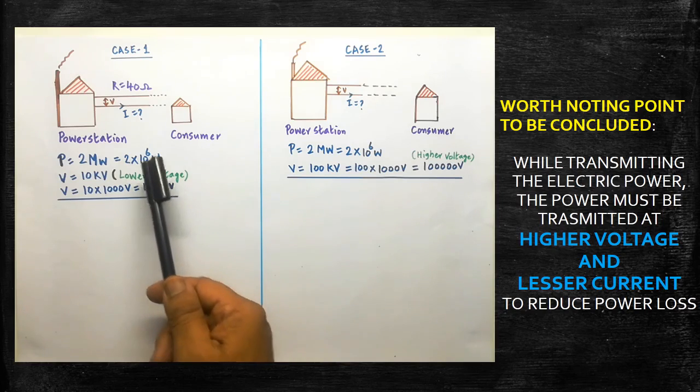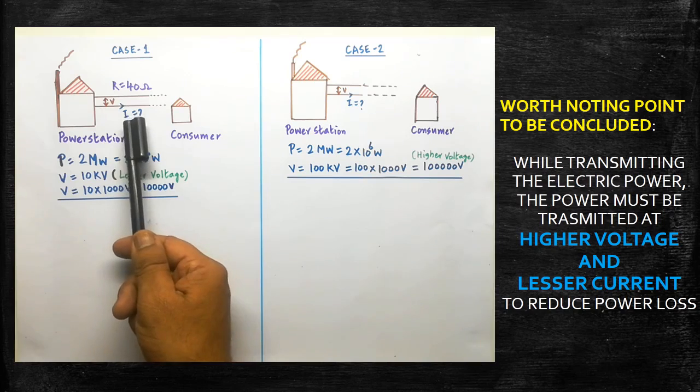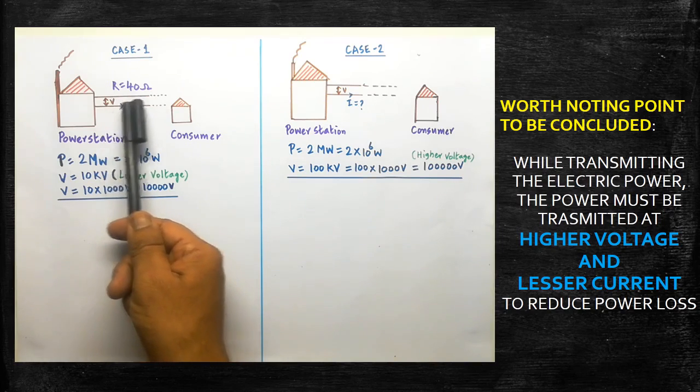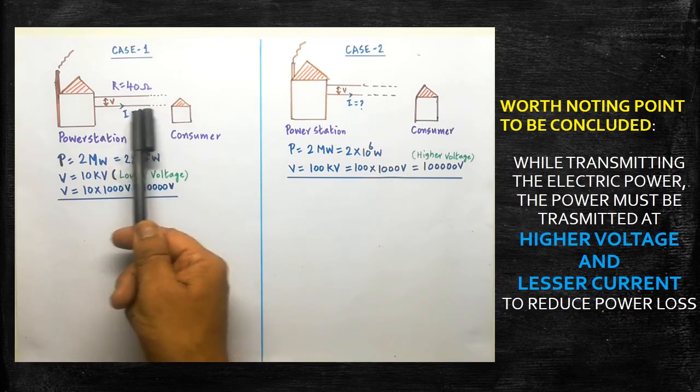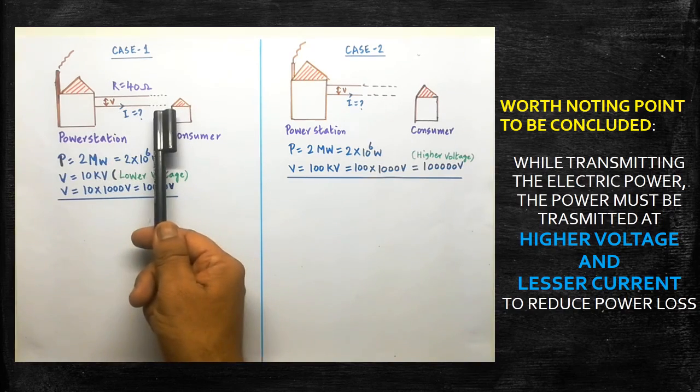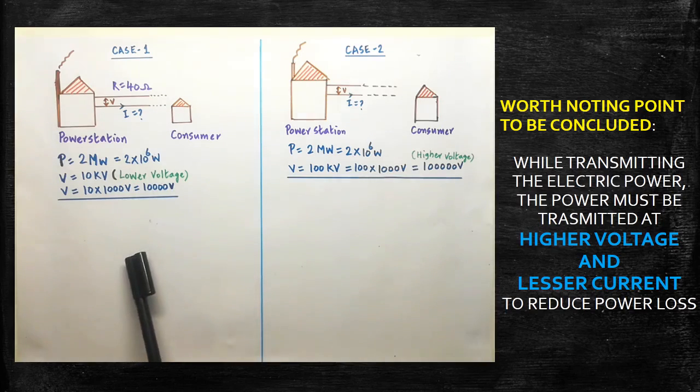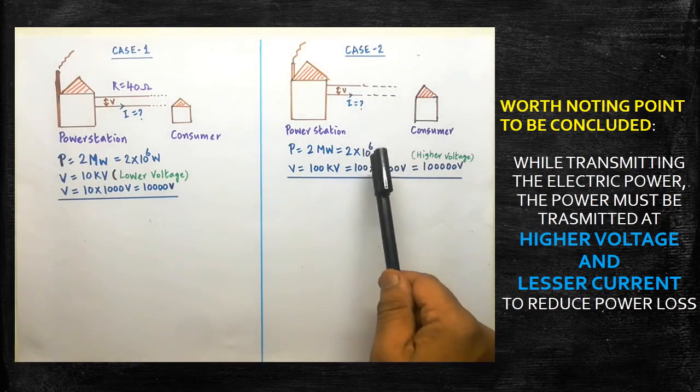Are you clear? Now we have to calculate the current which is passing through the cable. Later the power loss to be calculated, and the percentage of power loss to be calculated. Three things must be calculated. First is current, and later power loss, and percentage of power loss. Are you clear? So after calculating this one, later we have to go for the next case.